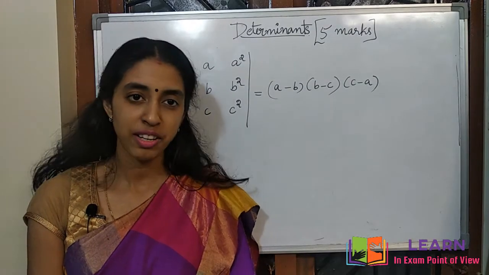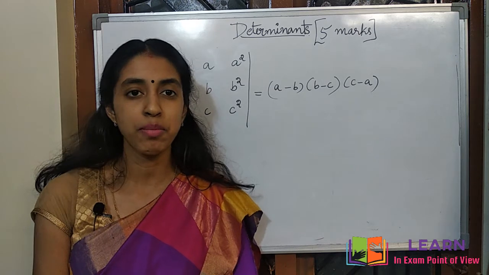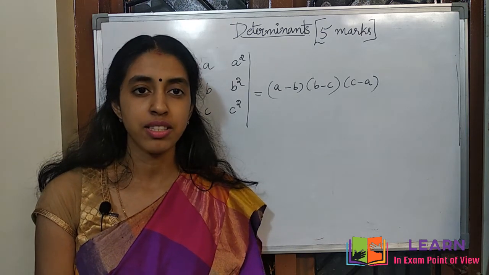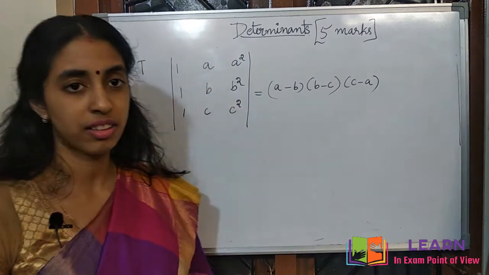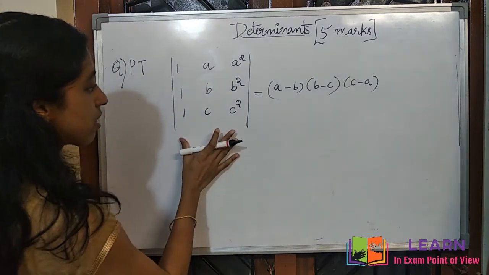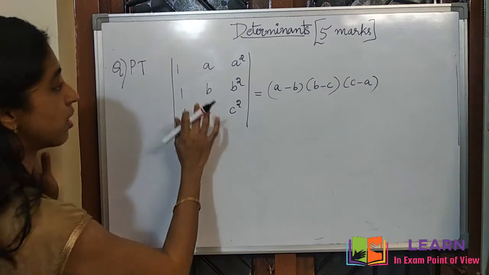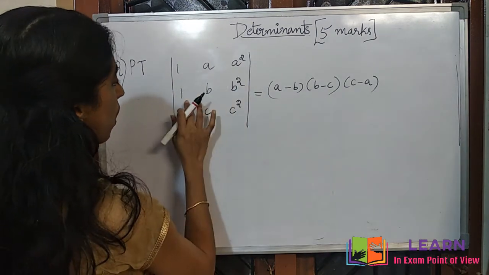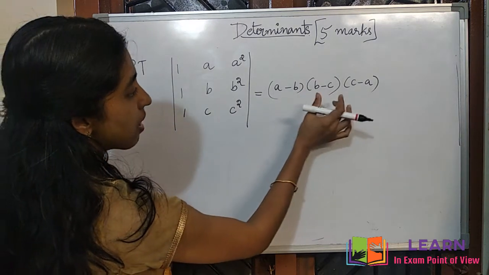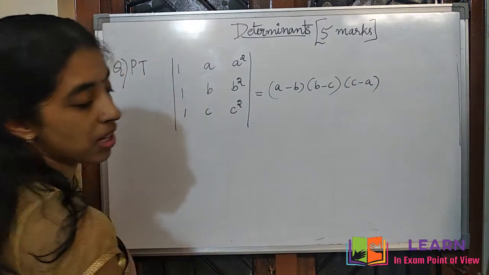Hello students, today we are going to discuss the possible 5-mark question from the chapter determinants. Okay, so it is a proof, just we can check what it is. We need to prove this determinant, with rows 1 a square, 1 b square, 1 c square, is equal to (a minus b)(b minus c)(c minus a).